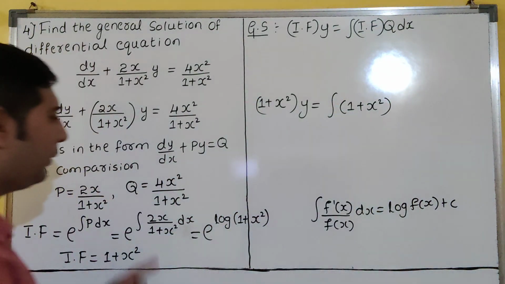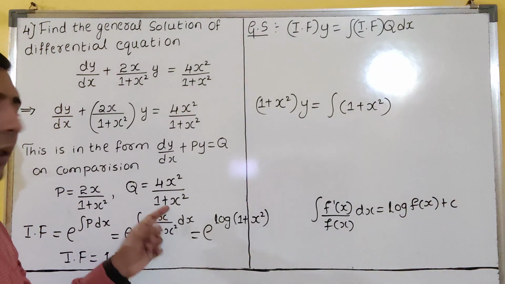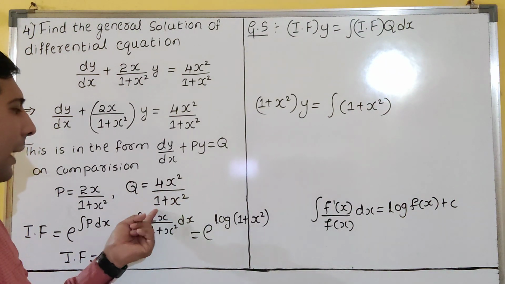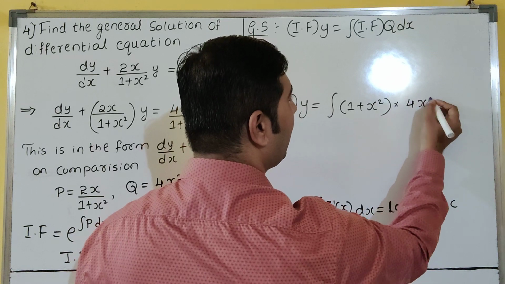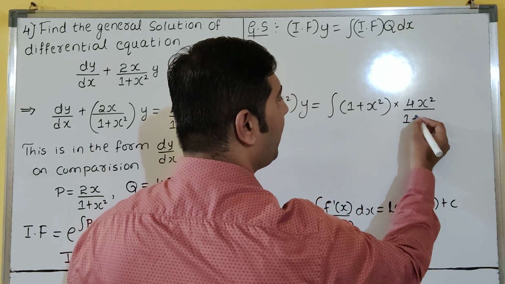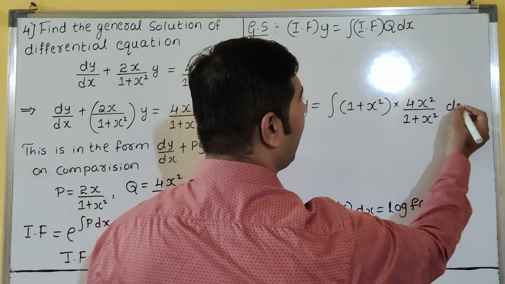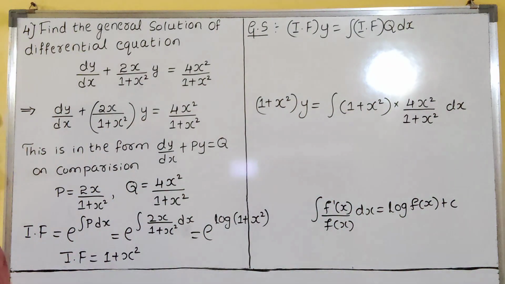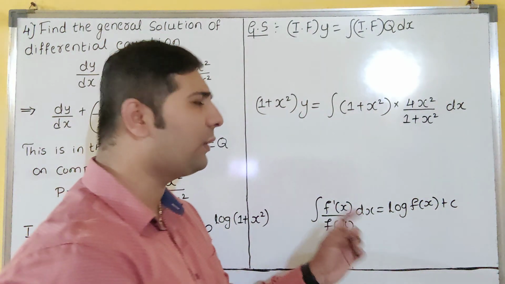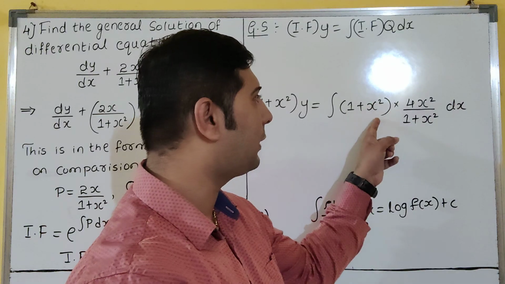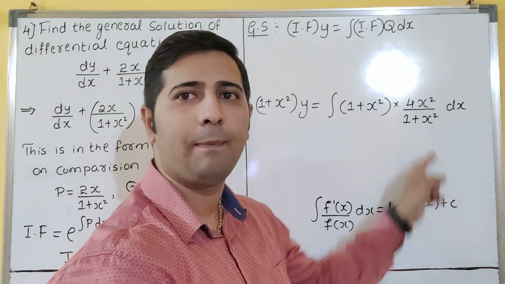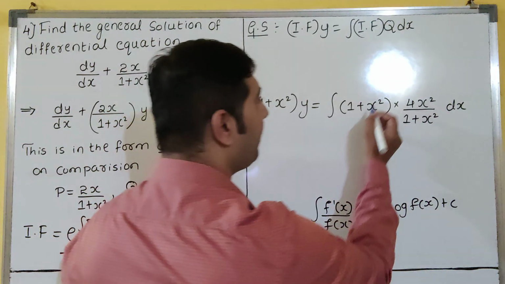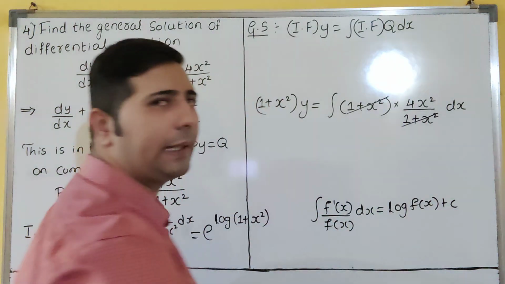And what is the q value, dear students? Can you see here q? Q in the equation is 4x square divided by 1 plus x square. You substitute here: 4x square divided by 1 plus x square into dx. I hope everyone has understood this. Now see here, this is 1 plus x square into 4x square divided by 1 plus x square. Clear, everyone? So now 1 plus x square and 1 plus x square get cancelled.